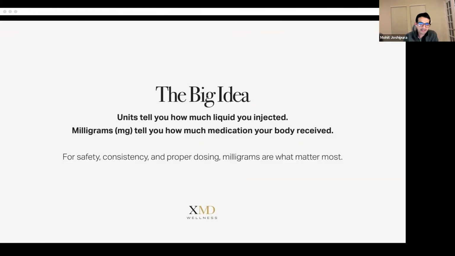And so, for safety, consistency, and proper dosing, what matters most are milligrams if you're looking to figure out your actual dose. But if you want to know how much you need to inject, units are what you should focus on. And I'll dive into some of those nuances here on the next slide.